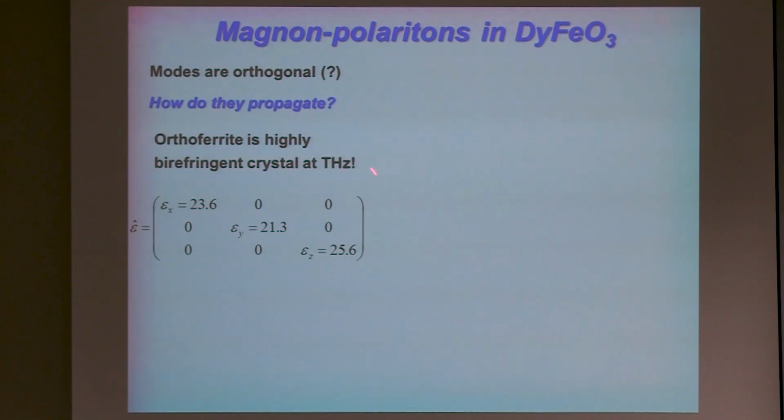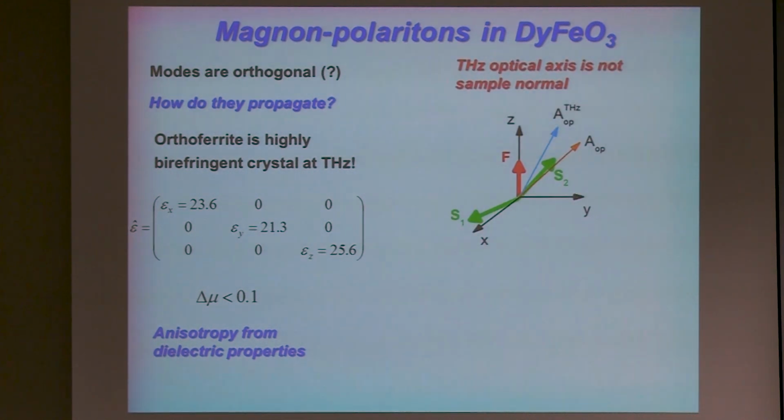Particularly, orthoferrites are highly birefringent crystals at Terahertz frequencies, with rather different components of the dielectric tensor. In fact, the difference in velocity between the ordinary and extraordinary waves at terahertz frequencies is larger than that at optical frequencies in crystalline quartz. Moreover, the differences between these tensor components are much larger than any variation of magnetic permeability, meaning that the propagation of the magnon-polaritons is governed practically exclusively by dielectric properties.